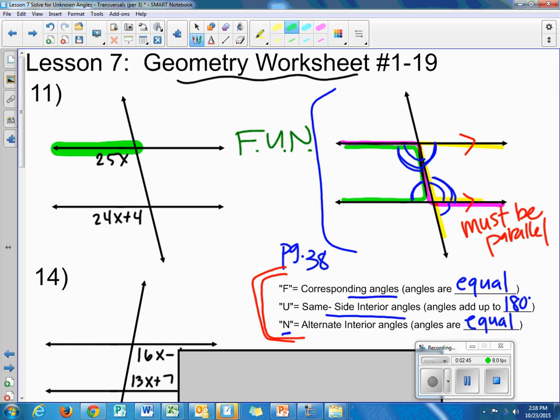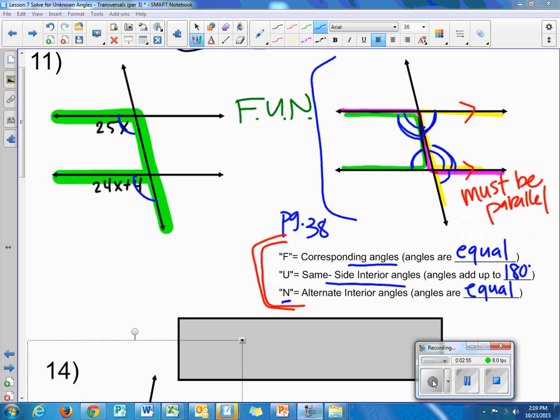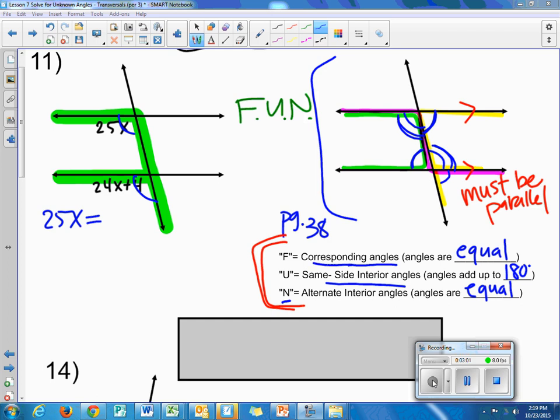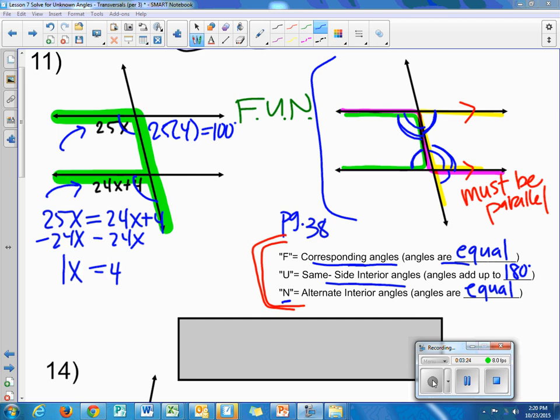Okay, so if you guys came back, here it is, that's F. That means these 2 angles are equal to each other. So let's go ahead and complete this here. We have 25x equals 24x plus 4, because corresponding F angles are equal. When you complete your math, you subtract 24x on both sides, so you'll get 1x equals 4, and that's your answer. Make sure you plug it back in to find the angle measure. How do we do that? 25 times 4 is 100 degrees right there.